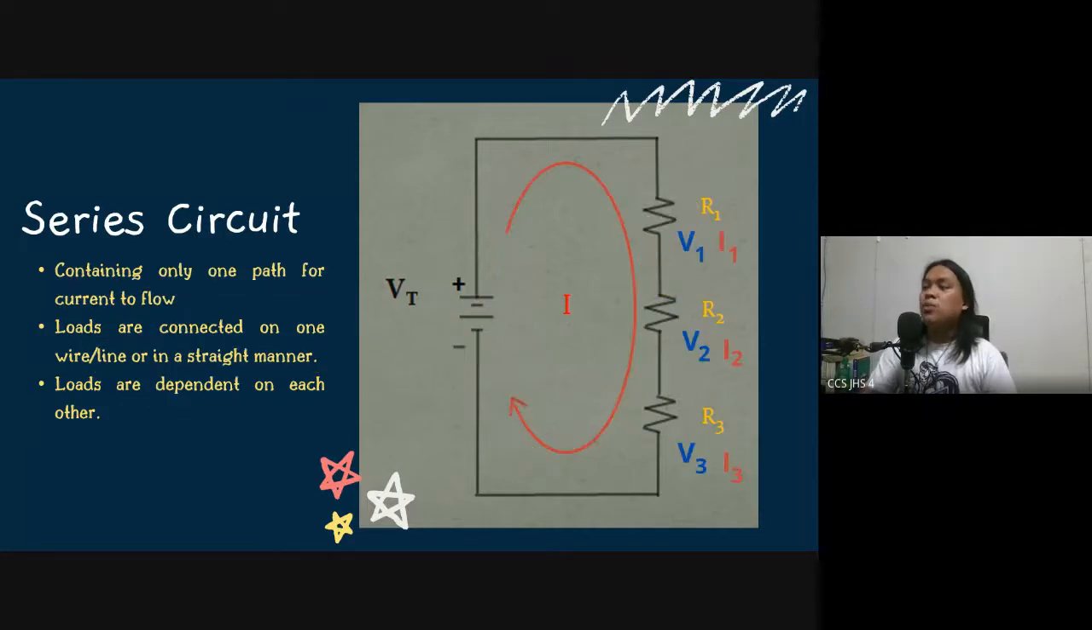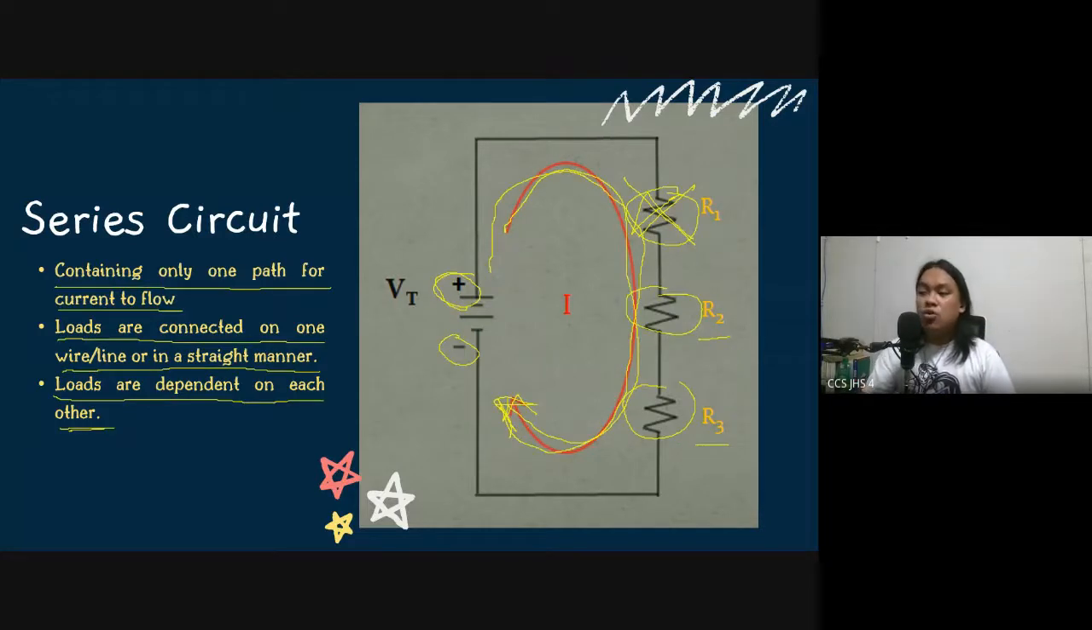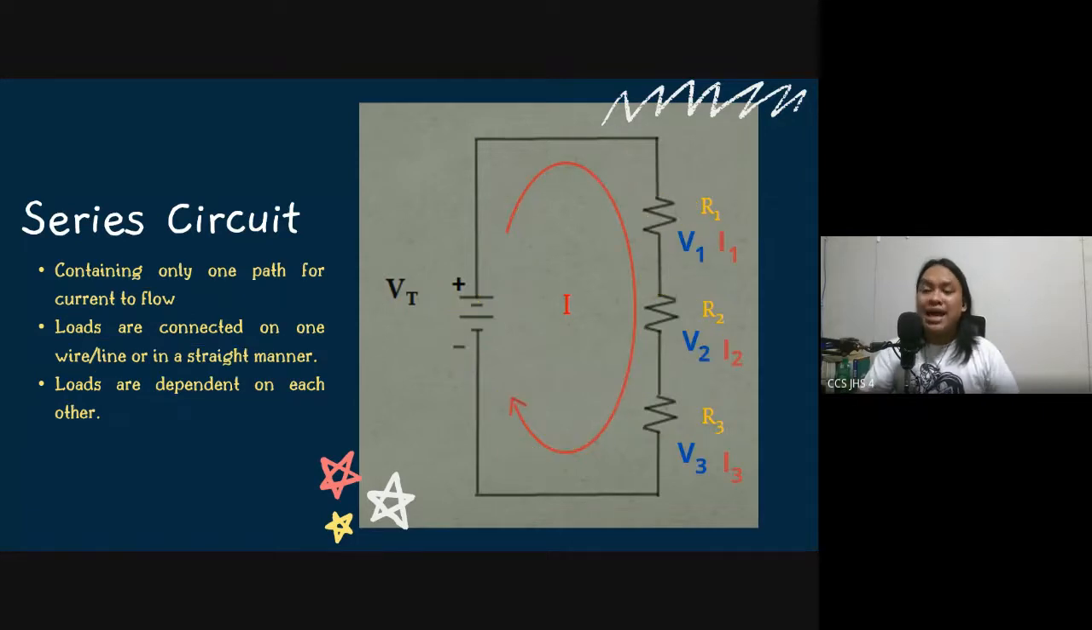Since in our example we have 3 loads, again, the load is the resistance. When there are loads, there is automatically voltage and current. They never disappear, they always come together. So if you have 3 loads, you have 3 electrical parameters: R sub 1, V sub 1, and I sub 1; R sub 2, V sub 2, and I sub 2; R sub 3, V sub 3, and I sub 3.